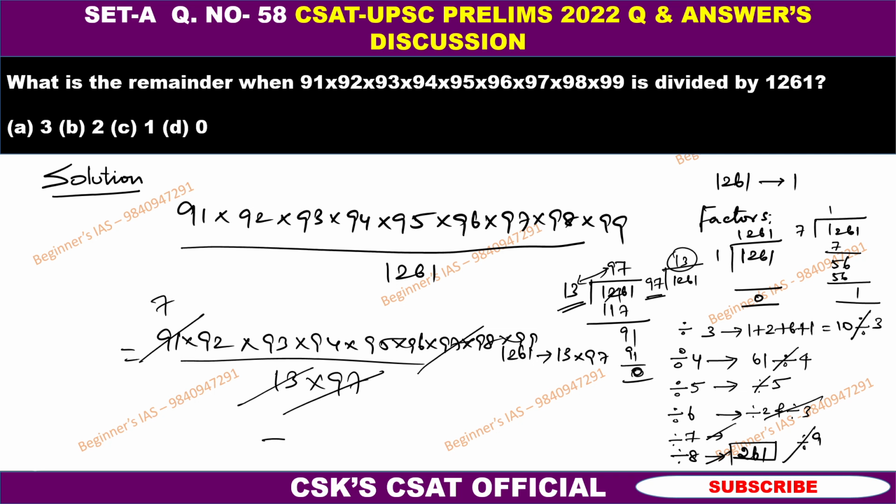When a number is completely divisible by 1261, the remainder is going to be 0. That is the concept called completely divisible. Whatever the resultant number, when it is completely divisible by the factors of 1261, the remainder is 0. Therefore in this case the answer would be option D, 0. I have explained very briefly, so as to give the concept of factors also. Thank you all. Have a good day.